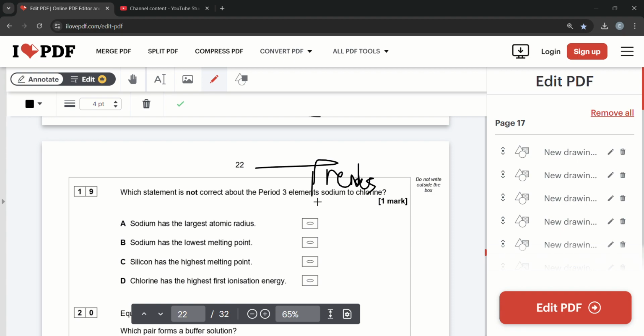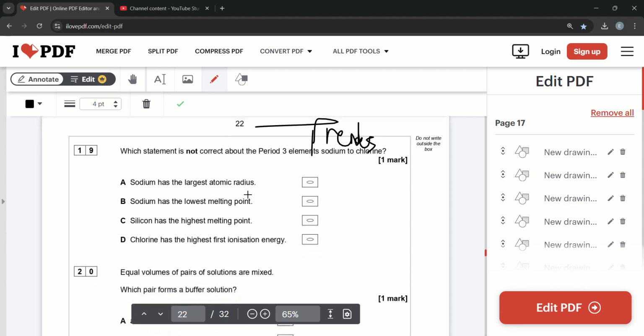In this case, you've got trends in atomic radius, melting point, and first ionization energy. And the answer is that the rest of them are obviously correct. Sodium has the largest atomic radius, that is correct. Silicon has the highest melting point, yes.